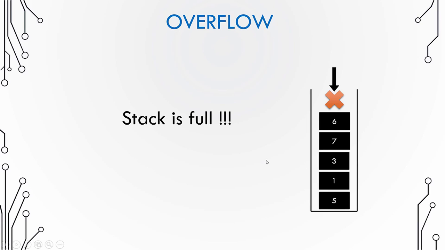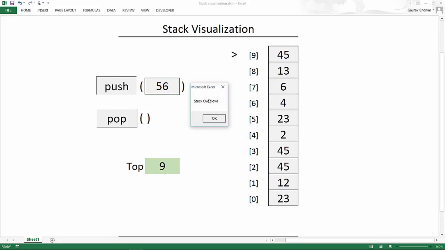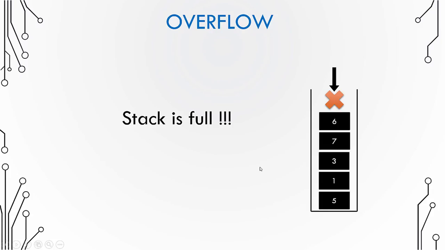So let us go back to our visualization and let me add a few elements for you. So I have added a few elements. Let us add the last element to the stack. Let's add 45. Next, if I try to put, let's say 56 onto the top of stack, it will say that there is a stack overflow because there is no more space to store a new element. So that is why we call it a stack overflow.